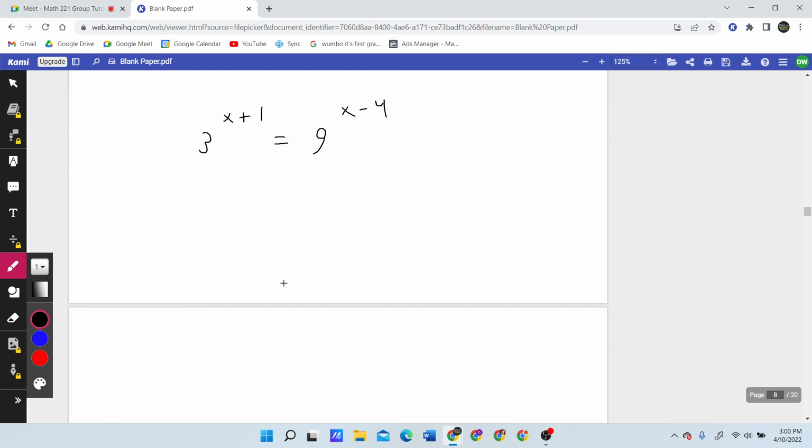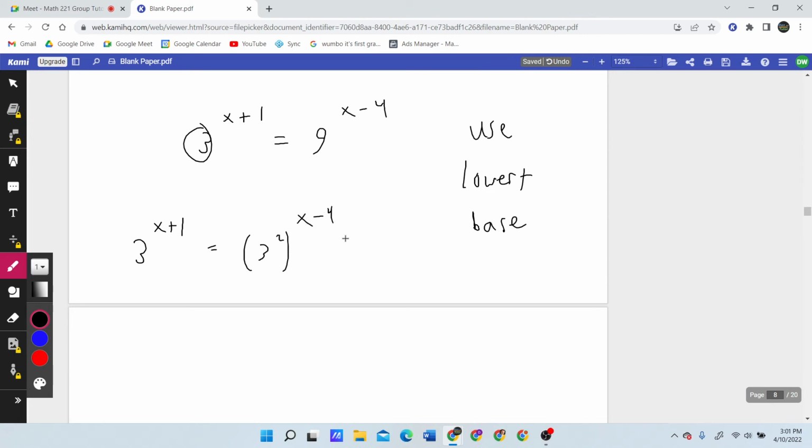Ultimately, what I have to do is choose the base I want to use. I can either choose base 3 or base 9. Let me tell you, I always want to use the lowest base. In this case, the lowest base is 3. So I'm not going to touch the left side, 3 to the x plus 1. That's great. The right side, I'm going to rewrite 9 as 3 squared, and now 3 squared is raised to the x minus 4 power.